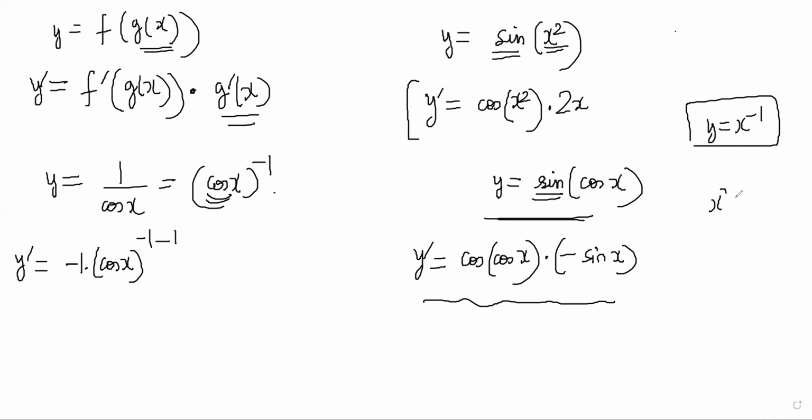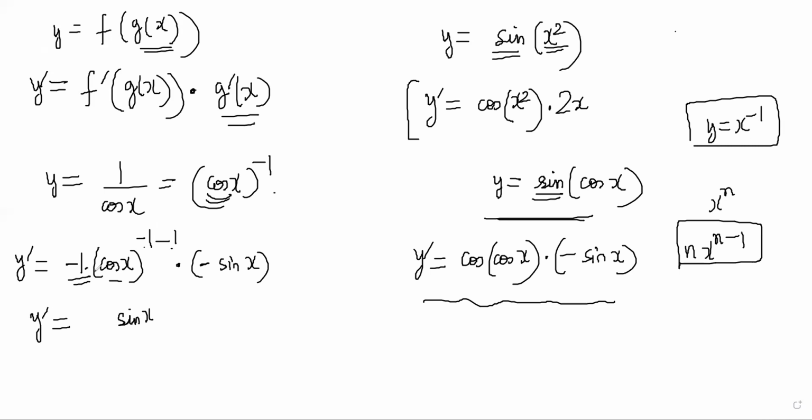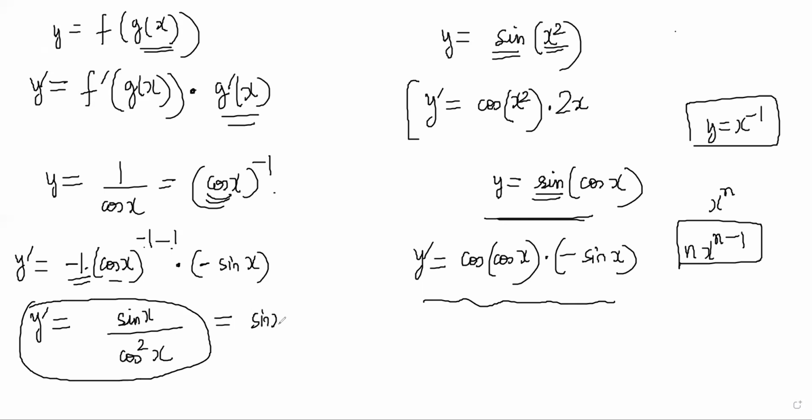By the rule, x to the power n becomes n x to the power n minus 1. So minus 1 comes outside, and cos x to the power minus 1 minus 1, right? And then I realize that inside is not x, so I also have to differentiate cos x, that is minus sin x. So the differentiation of this becomes sin x by cos square x, right? Because this is cos x to the power minus 2. So this becomes sin x by cos x into 1 by cos x, right? So that is actually sec x tan x.